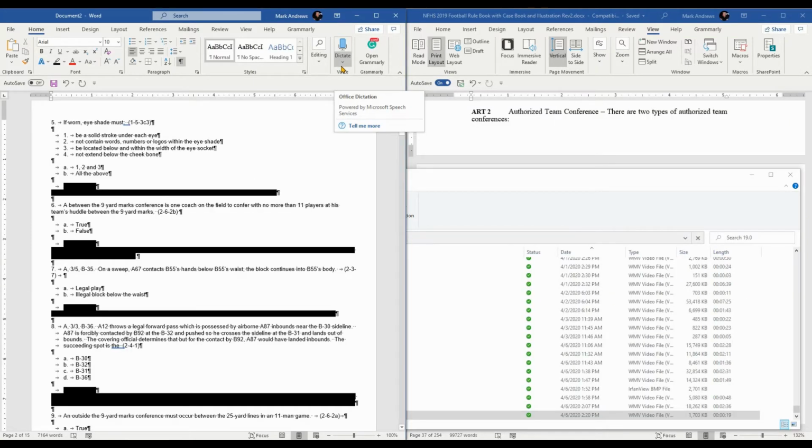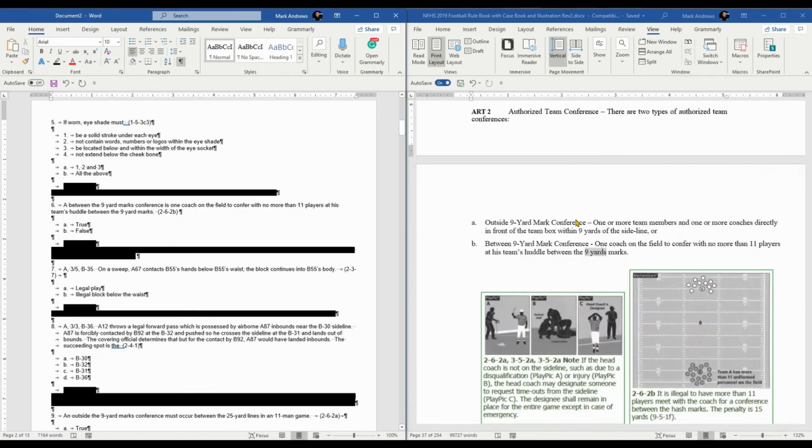Question number 6. A between the 9-yard marks conference is one coach on the field to confer with no more than 11 players at his team's huddle between the 9-yard marks. Now, if we go over to 262B, between 9-yard mark conference: one coach on the field to confer with no more than 11 players at his team's huddle between the 9-yard marks.